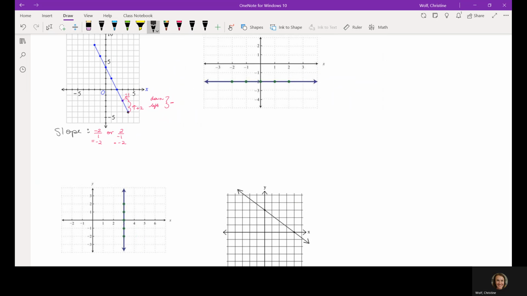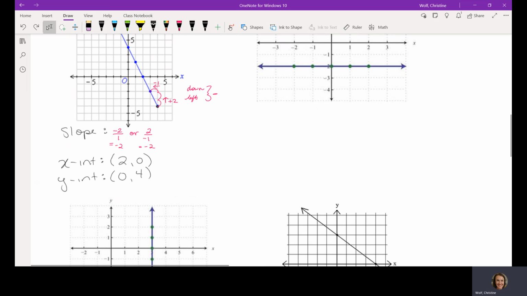All right. X-intercept, where it crosses the x-axis, is exactly at 2. And then the y is 0. That's that point right there. Where it crosses the y-axis, or my y-intercept, is at 4. So my y value is 4, x is 0. And that's that point right there.